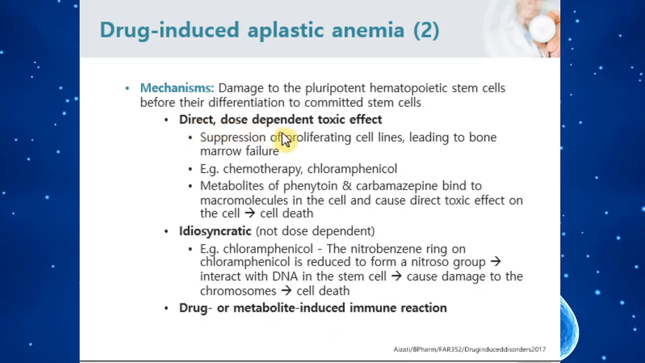So for the direct or dose-dependent toxic effect, there is a suppression of the proliferating cell lines. We can see that more in cases with chemotherapy drugs or chloramphenicol, and the metabolites of phenytoin or carbamazepine may also bind to the macromolecules of the cell and cause a direct toxic effect, eventually causing cell death. For idiosyncratic, which is not dose dependent, for example chloramphenicol, it will interact with the DNA in the stem cell and cause cell death as well.